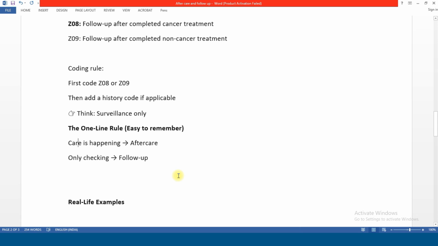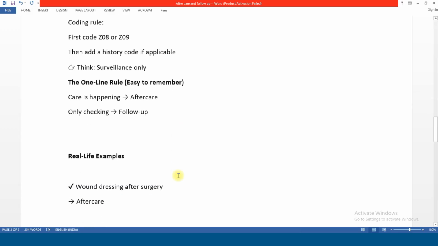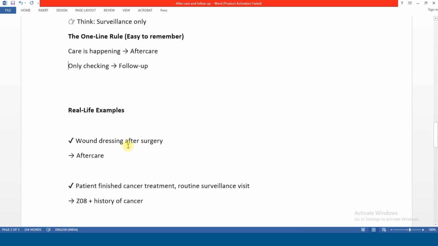If current care is happening, you need to code it as aftercare. Only if the patient came in for checking, you need to code follow-up using Z08 and Z09. So let us see a few example scenarios related to aftercare and follow-up. Wound dressing after surgery. What is that? Aftercare. As we have discussed previously, wound dressing after surgery is aftercare.